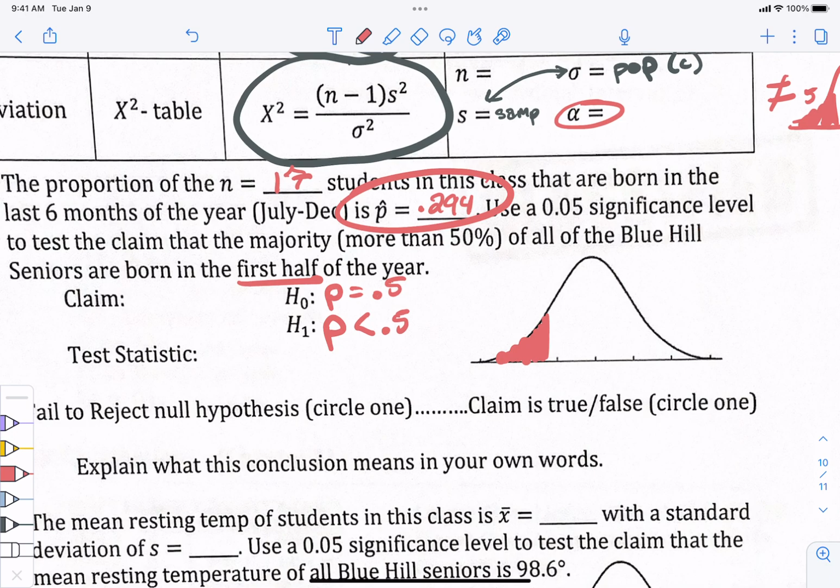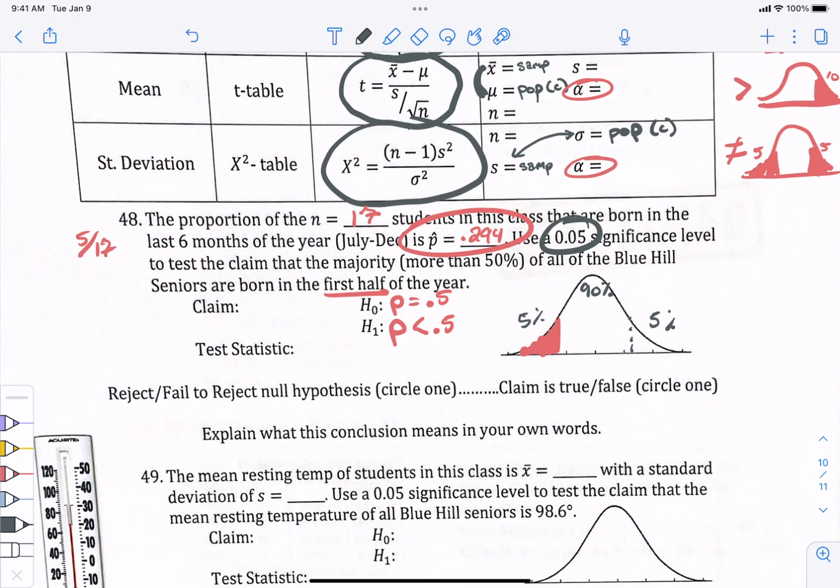So, what percent goes in your tail? 5%. All 5% goes there, and then we have an imaginary 5% here, and 90% in the middle. Okay?